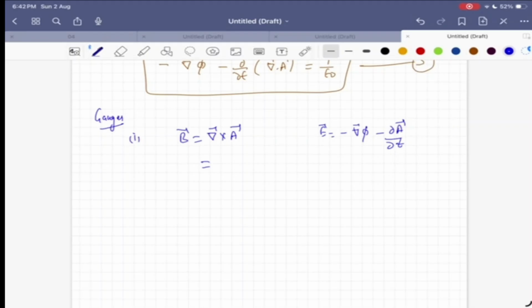I know that for a given charge distribution and current distribution, I have a unique value of E and B at each and every point of space. I cannot have two values at one point. But the question is, are phi and A also unique? The answer is no, because if we add to A something that is, let's say, the gradient of some scalar quantity lambda, what will this second term lead to?